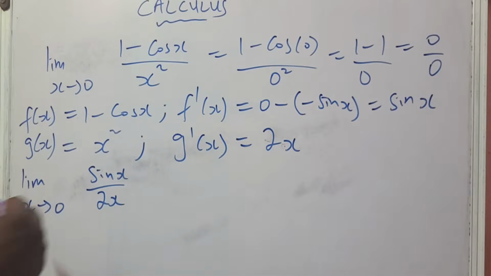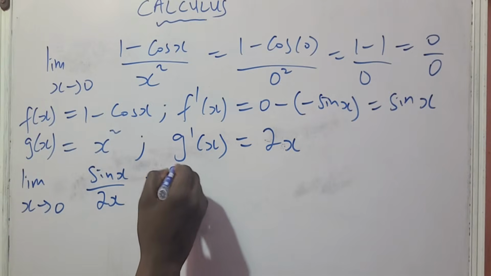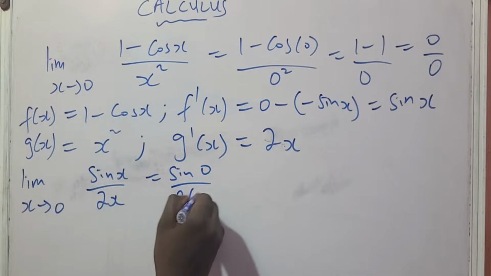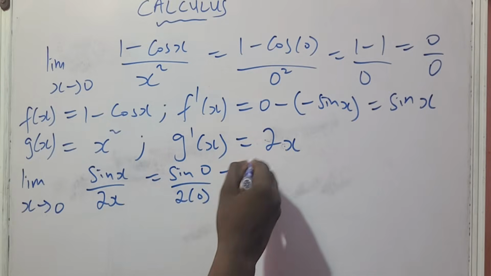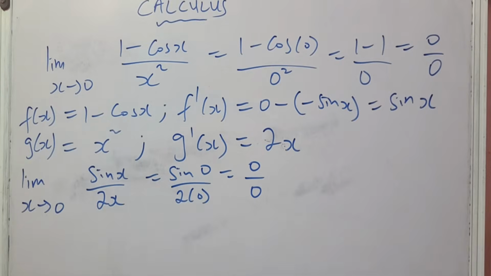So let's fill this in. Putting x here, we have sine 0 over 2 times 0. Sine 0 is 0, 2 times 0 is 0. Could you see what's going on here? Once again, we are arriving at an indeterminate form. What do you do again? You don't have to get confused. L'Hopital rule allows you to keep on finding the derivative until you get the right answer.